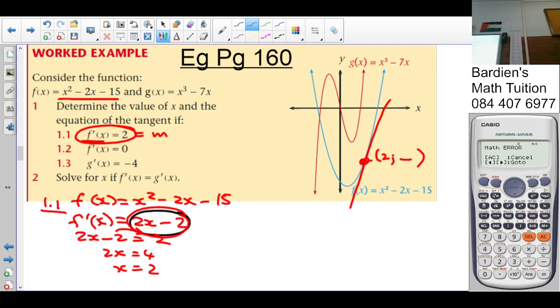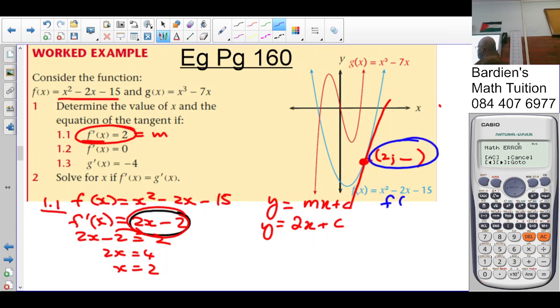Now the question was to work out the equation of the tangent as well. For the tangent, we know it's going to be in the form y is equal to mx plus c. However, m is given as 2, so y is equal to 2x plus c. Now to calculate c, I need to know the point of contact, or a point on the tangent. So we substitute 2 into the quadratic formula, which is 2 squared minus 2 times 2, which is 4, minus 4, minus 15. So that is minus 15.